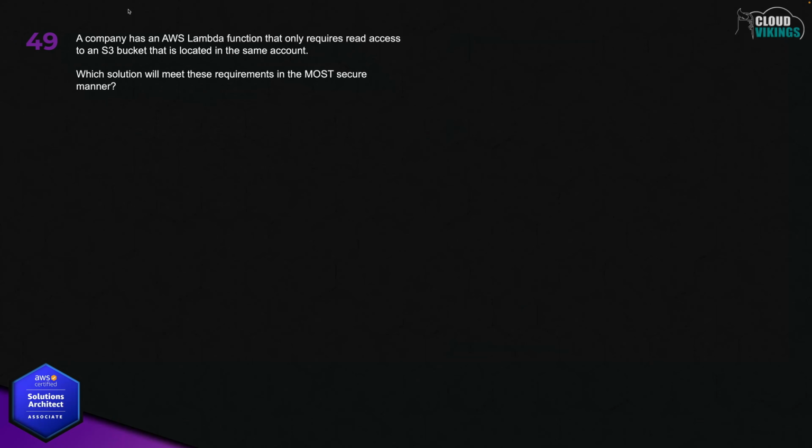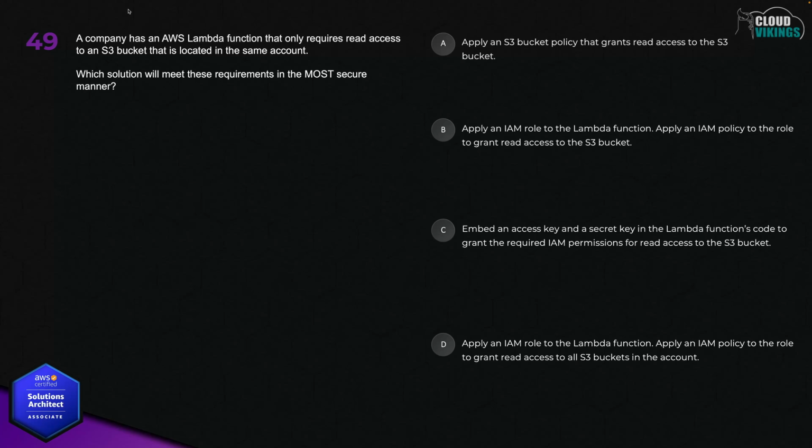49. A company has an AWS Lambda function that only requires read access to an S3 bucket that's located in the same account. Which solution will meet these requirements in the most secure manner? A. Apply an S3 bucket policy that grants read access to the S3 bucket. B. Apply an IAM role to the Lambda function. Apply an IAM policy to the role to grant read access to the S3 bucket.